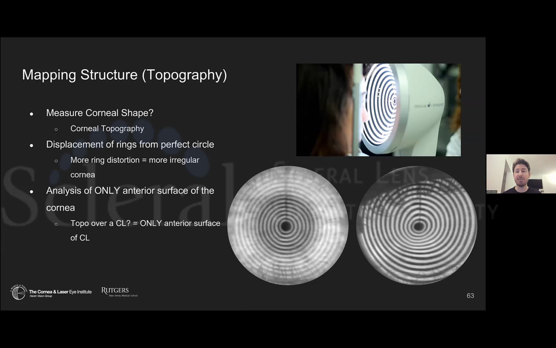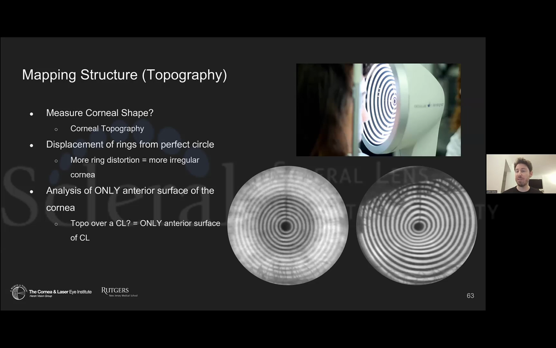One of the things that we want to look at is topography. Many individuals will see topography and say, oh, topography can give me Zernike polynomials, or higher order aberrations. Well, what topography is really doing is it's measuring the corneal shape, right? And it's doing that by looking at the displacement of the rings that are projected onto a cornea and looking at those calculations of the spacing between those rings to be able to determine the corneal shape. So the more ring distortion, the more irregular the cornea is.